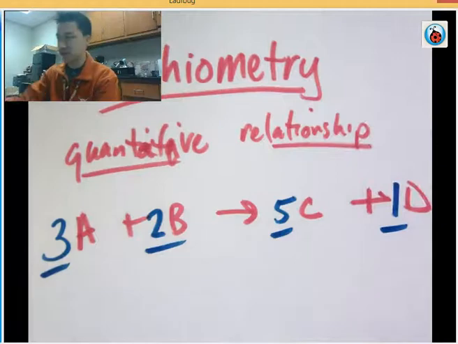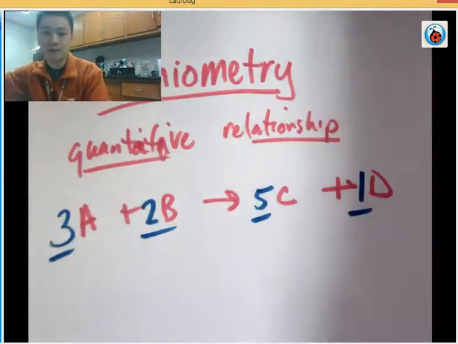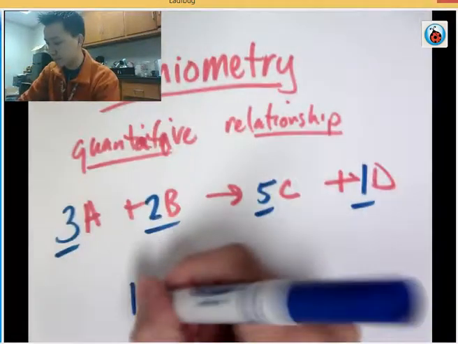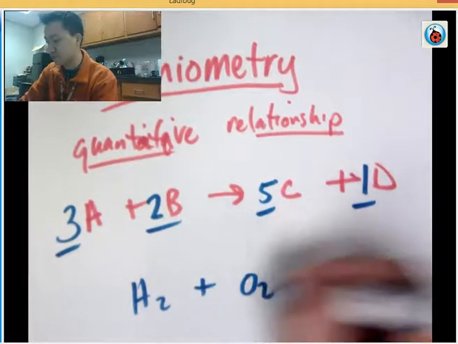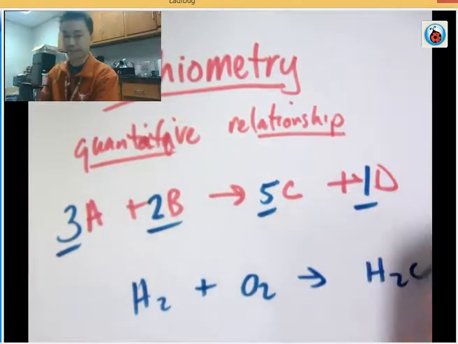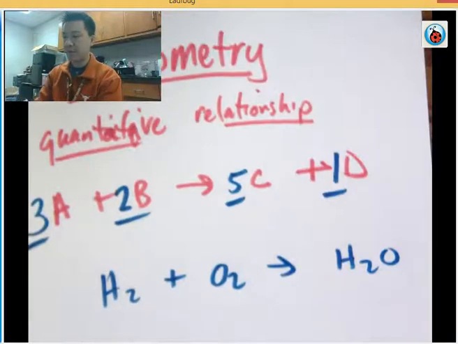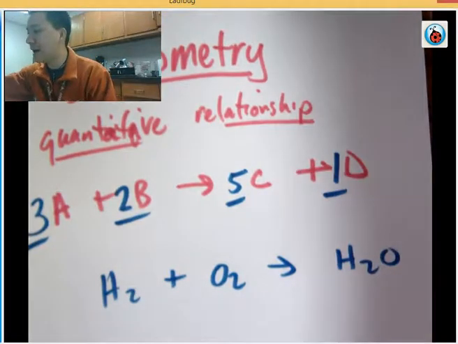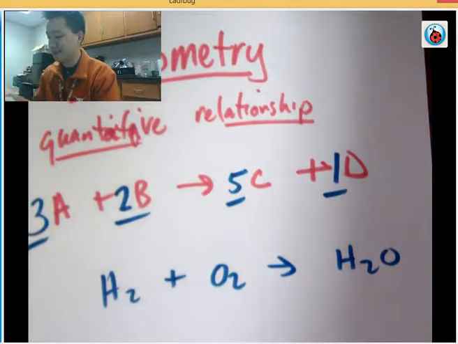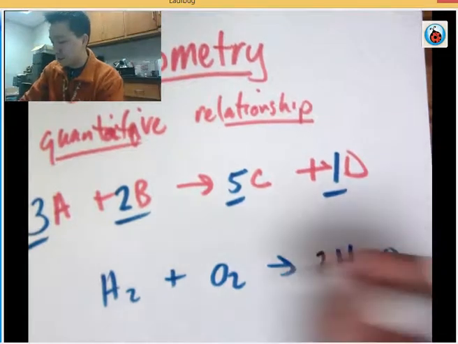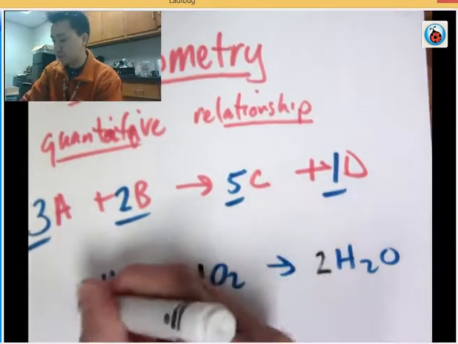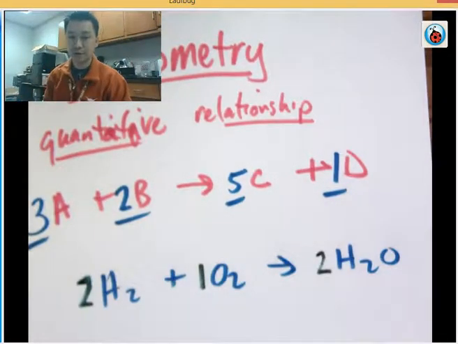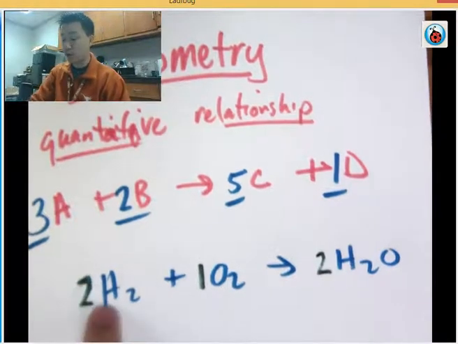All right? So this is what I mean. I'm going to use a more specific example here. H2 plus O2 gives you H2O. Okay? And we have to balance that. And the balanced equation is 2 H2 plus 1 O2 gives you 2 H2O. But the mass is not 2 grams. Okay? This is 2 moles.